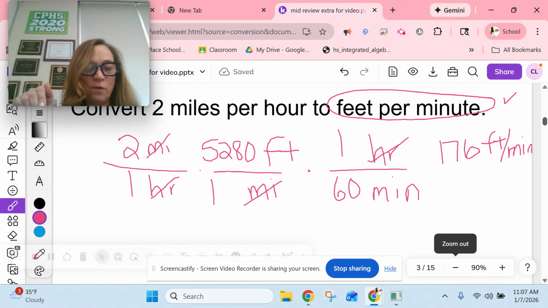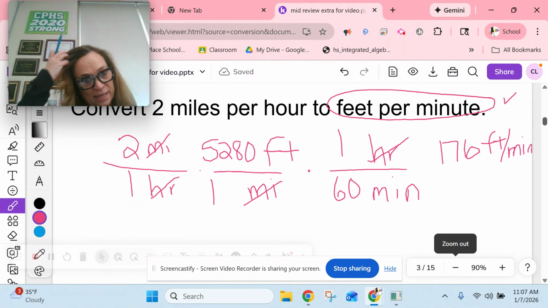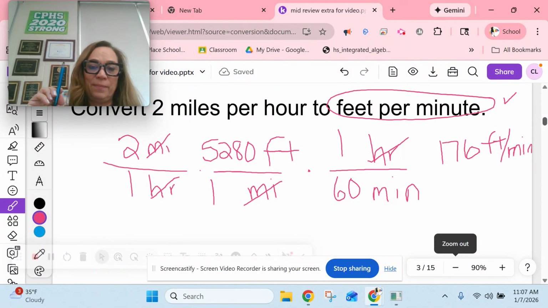Honestly, if you focus on the words, you usually can get these right because the way I look at it is I want to be able to cancel out things that equal 1. So like mile over mile equals 1.